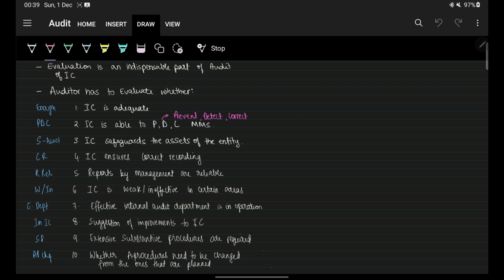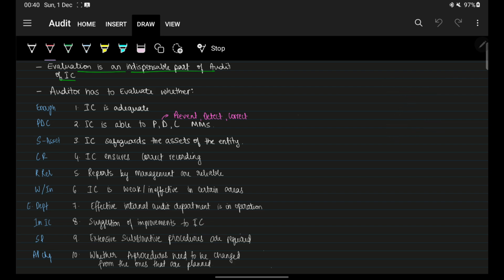Okay, first, evaluation is an indispensable part of audit of IC. Indispensable means it has to be done. Okay, it can't be separated. Okay, you must do this part of audit of internal control. Obviously, if you don't evaluate whether IC is good or not, then this internal control affects a lot of things, right? Your nature, extent and timing of audit procedures, right? Of further audit procedures, if you're going to set the materiality high or lower, how you're going to respond. Okay, how you're going to respond to the risks, right? So these are the things that you're going to see.